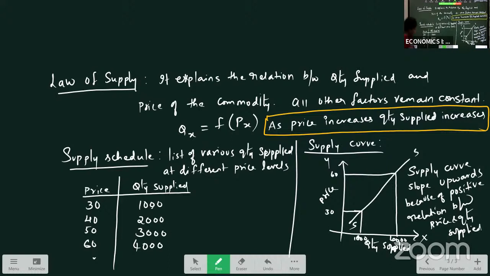Okay, you can see here, depending on the supply schedule, we are drawing the supply curve. Supply curve slopes upwards because of positive relation between price and quantity supplied. So this is your law of supply.